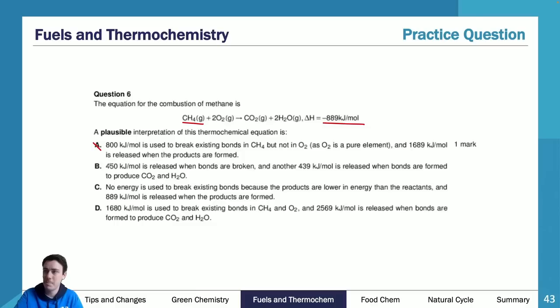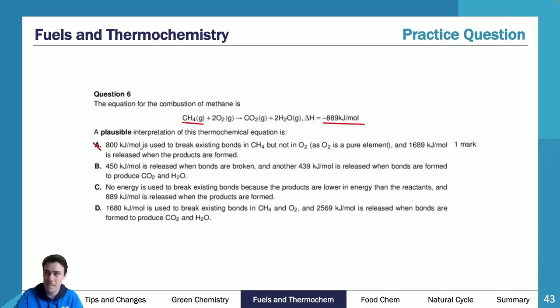B, 450 kilojoules per mole is released when the bonds are broken, another 439 per mole released when the bonds are formed. We don't produce energy when we form bonds. That makes no sense. We only produce it when we break them. So B is wrong. We would actually absorb.